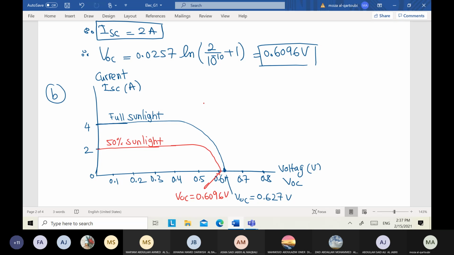So this is the part B. Clear? Clear, Miss, clear. Okay, so this is the first question number 2.